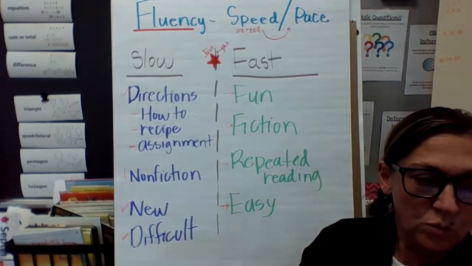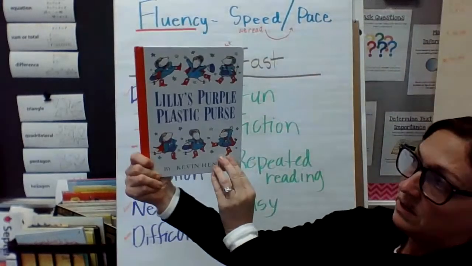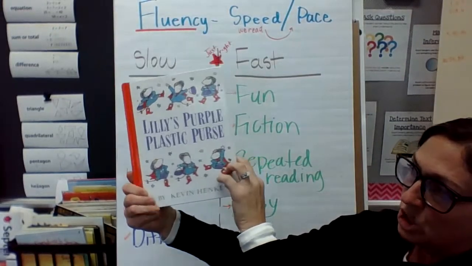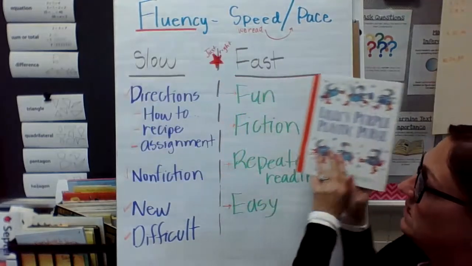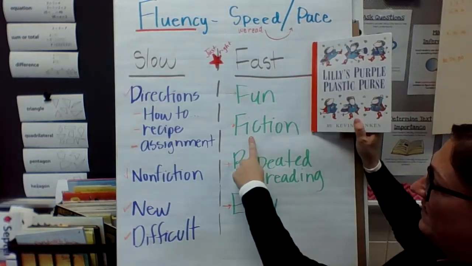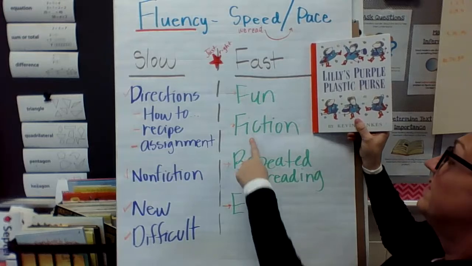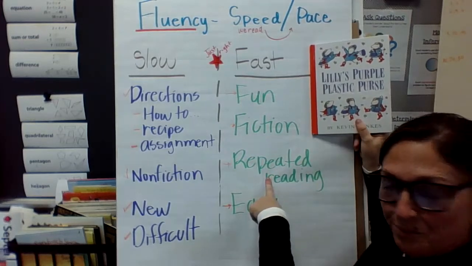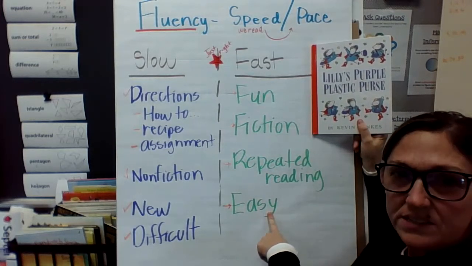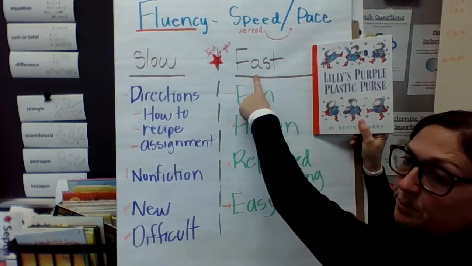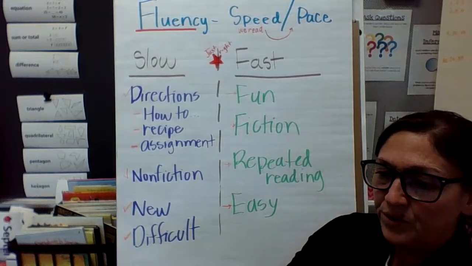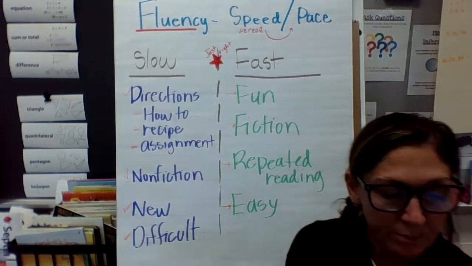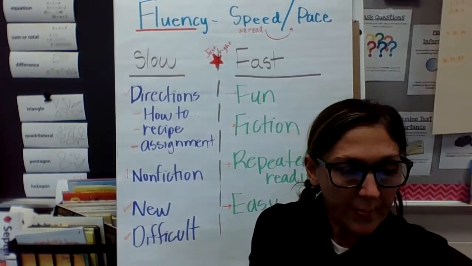All right, what about Lily's Purple Plastic Purse? Let's check this one out. It's just for fun. It's fiction. I have read this book before, and it's pretty easy for me. I think I'm going to be able to read pretty fast. All right, third graders, we're halfway there. We have 3 more books I want you to look at.